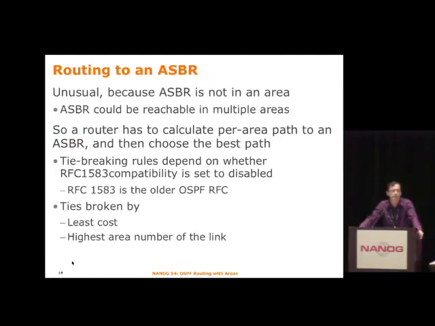Now, the one thing that's unusual about this is that unlike all of the loopbacks that you could be routing to, ASBRs are routers, and therefore they're not in a specific area. And therefore you could have intra-area routes in multiple areas. And so there is an additional tiebreak for routing to an ASBR. And it actually depends on whether RFC 1583 compatibility is set to disabled or not. But it basically breaks ties by lowest cost, and then if there's a tie on cost, it breaks ties by routing along the higher area number.